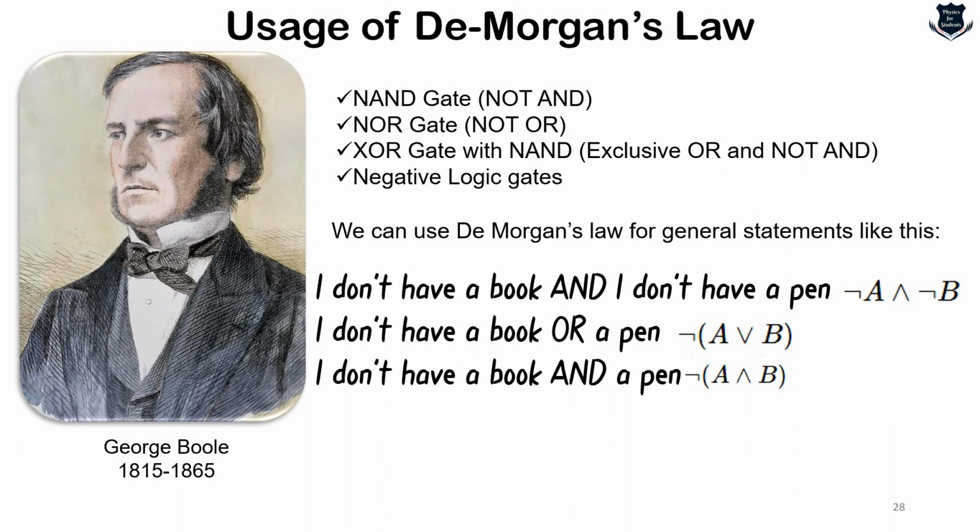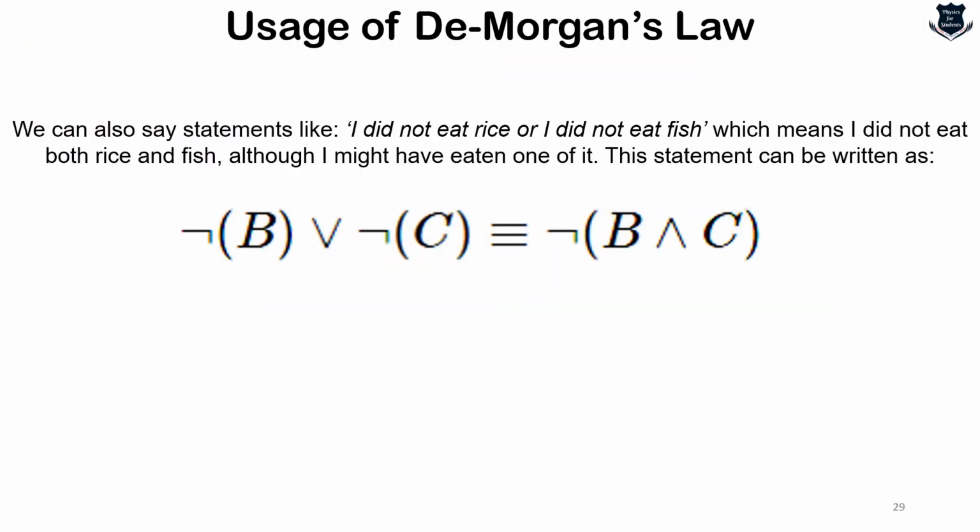This completes today's video in understanding a little bit about the life of Augustus De Morgan, how it can be used, complement and difference of sets, and how using trivial numbers we can find out De Morgan's law, the first and the second De Morgan's law. So we can also say statements like this: I did not eat rice or I did not eat fish, which actually means I did not eat both rice and fish, although I might have eaten one of them. So this statement can be written in this way. Again, a simple English statement, how easily and in a condensed manner we can write using the symbols of logic.